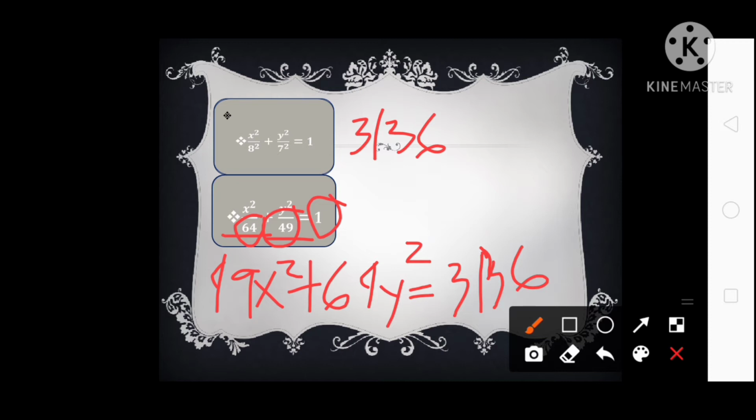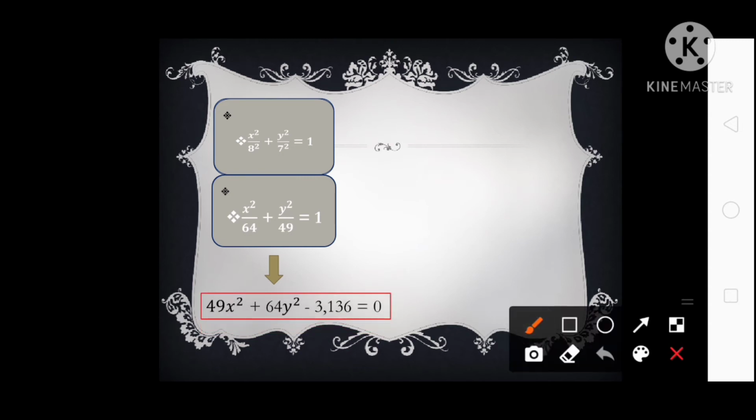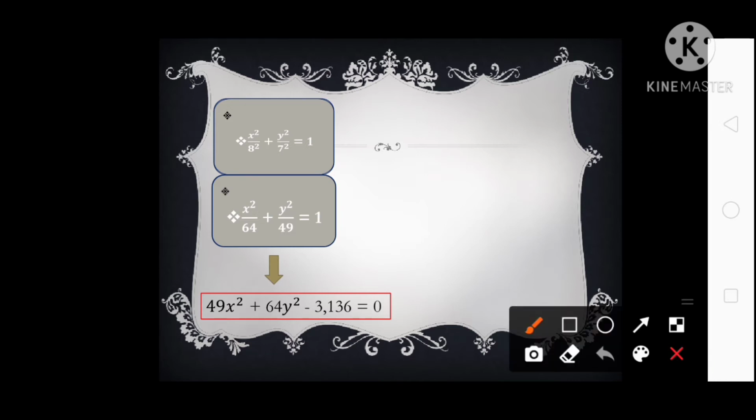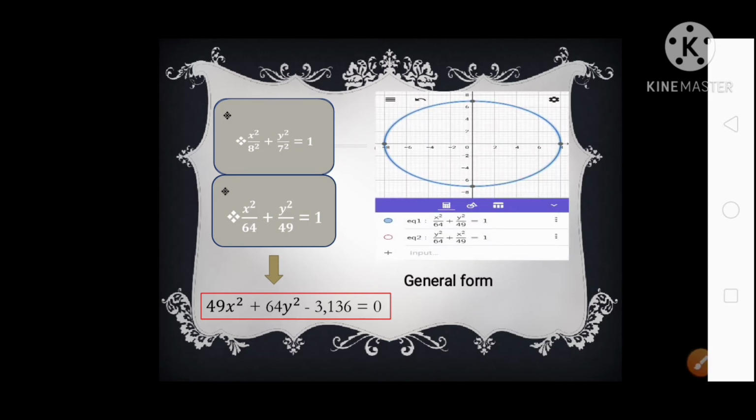Then, our aim here is to get our general form. So, we use the additive inverse. Our general form now looks like this: 49x squared plus 64y squared minus 3,136 is equal to 0, by using the additive inverse. That is our general form. Then, we have our graph.